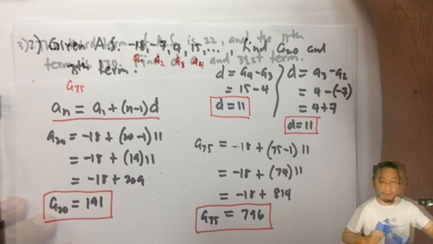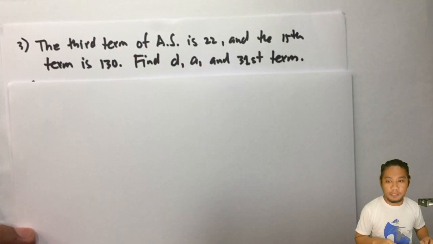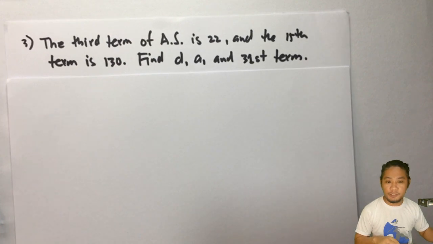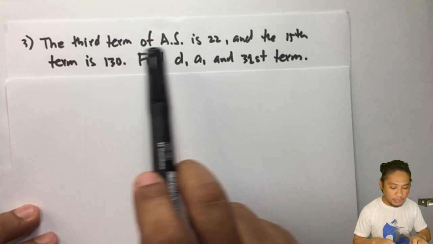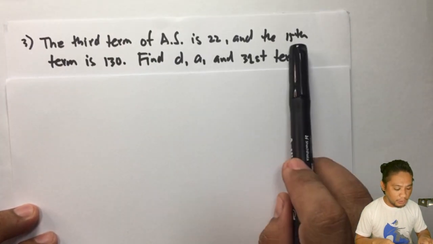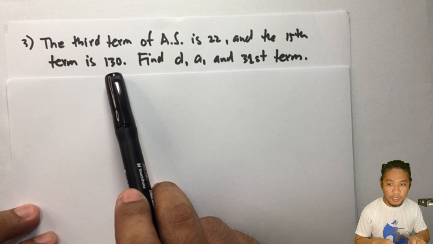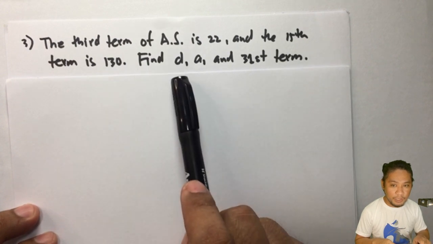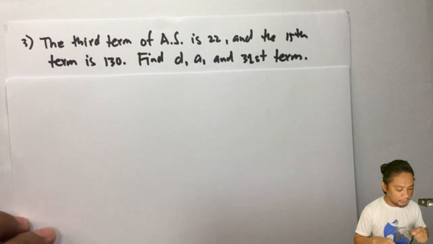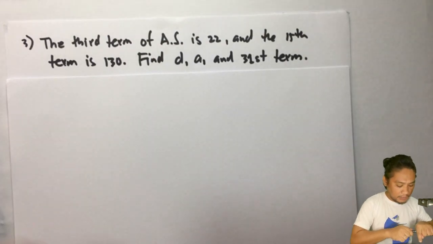Now what if the problem is this? Now our arithmetic sequence itself is not given, only a few details of the sequence, such as this. The third term of the arithmetic sequence is given, which is 22, and the 15th term is 130, and we are asked to find the common difference d, the first term, and the 31st term of the sequence.